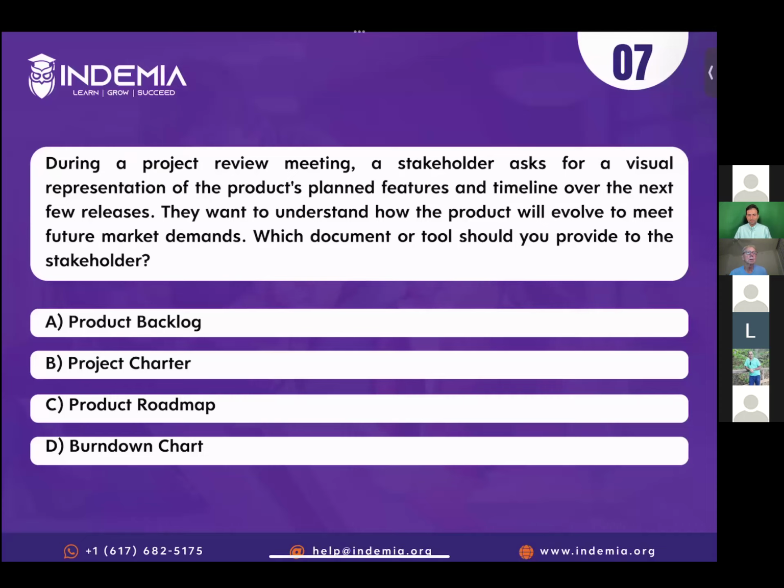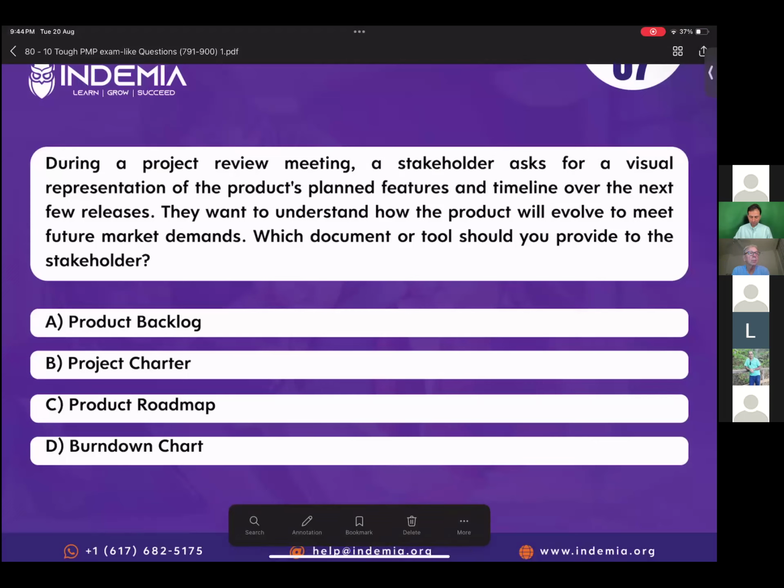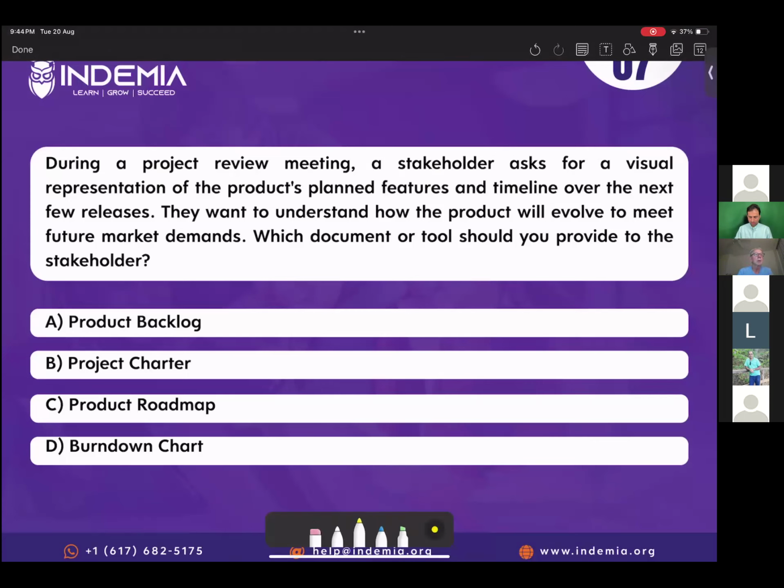All right, thank you. Okay, so since most of you have chosen option C, yes, C is the correct answer. If you read the question, it says, during a project review meeting, a stakeholder asked for a visual representation. So first, a visual representation, right? Visual representation of the product's planned features and timeline. So features and timeline. The only option that has features and timeline is the product roadmap.